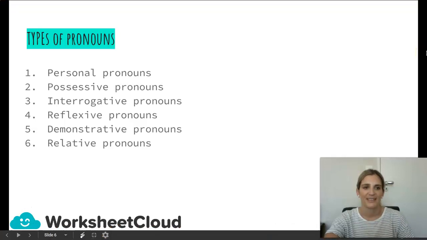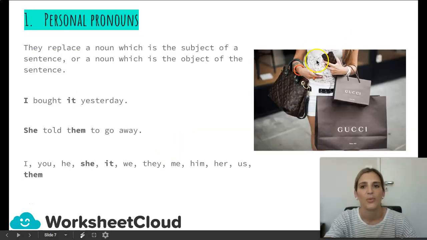Okay, so let's go through it. Personal pronouns, possessive pronouns, interrogative pronouns, reflexive, demonstrative, and relative. We're going to look at the first one, personal pronouns. Remember I said they love to ask this one. So what is a personal pronoun?